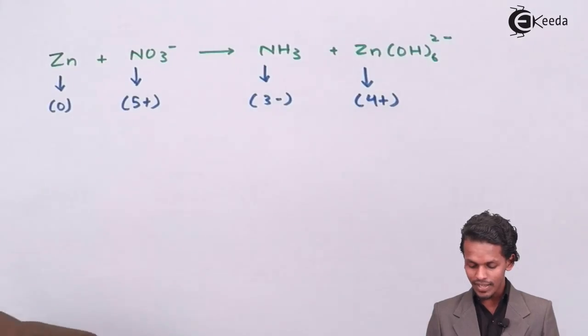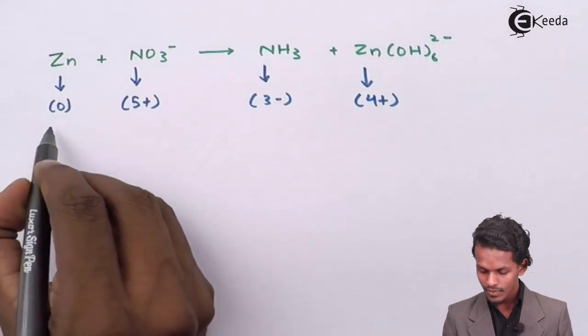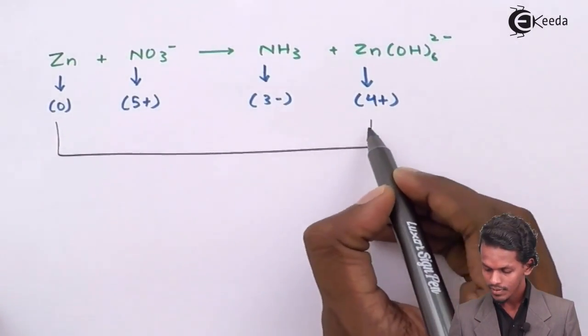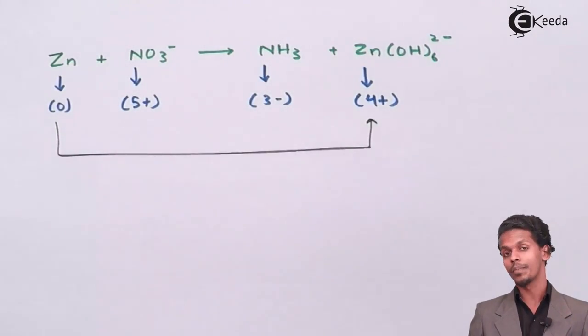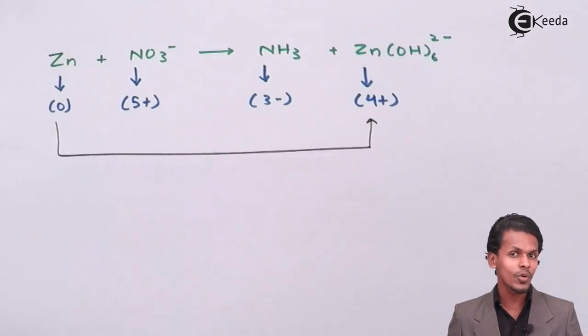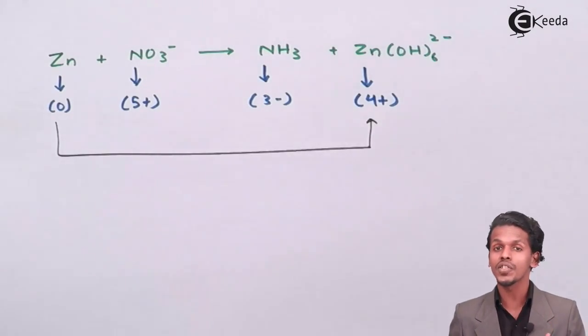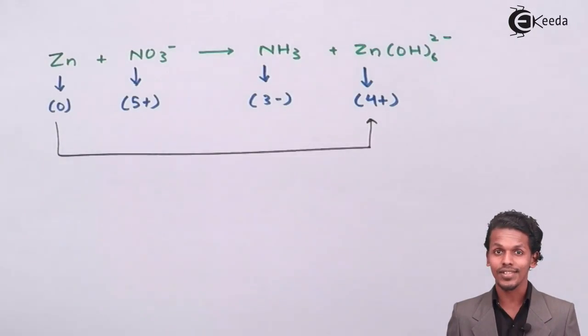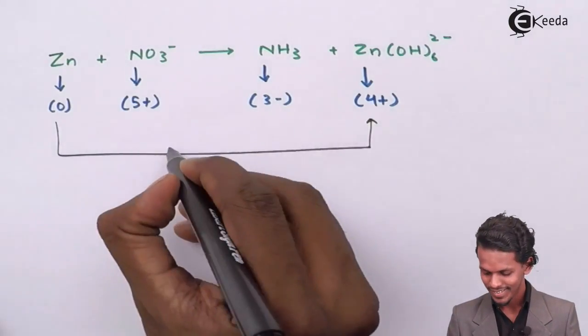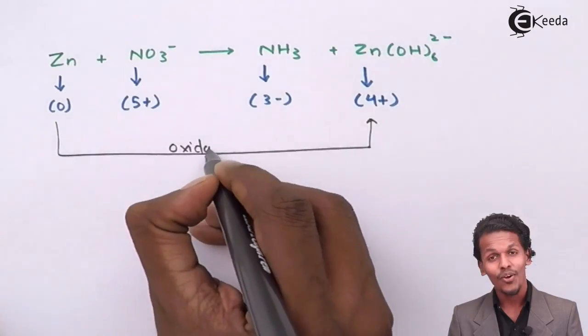So in this case, if I compare the oxidation number of zinc, it is changing from 0 to +4. Changing from 0 to +4, it means it has lost electrons, and the process in which electrons are lost is known as oxidation.